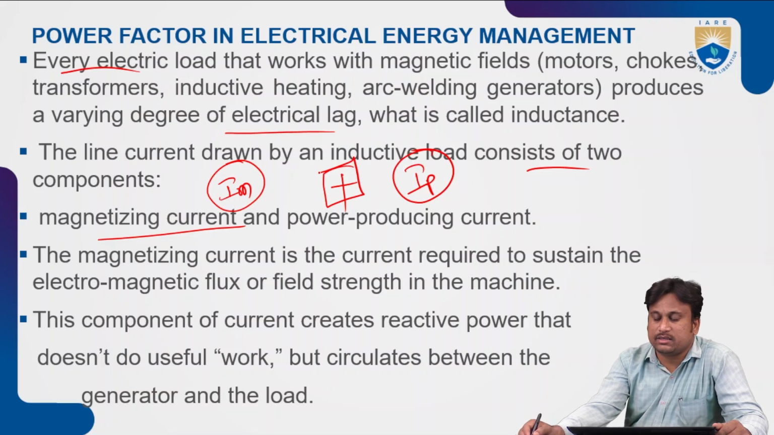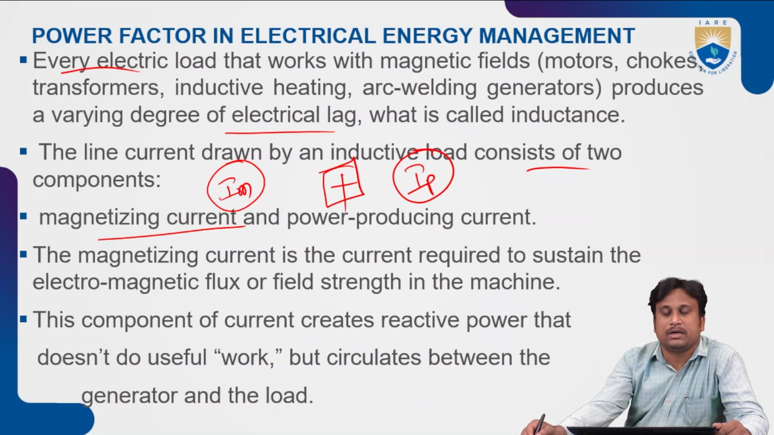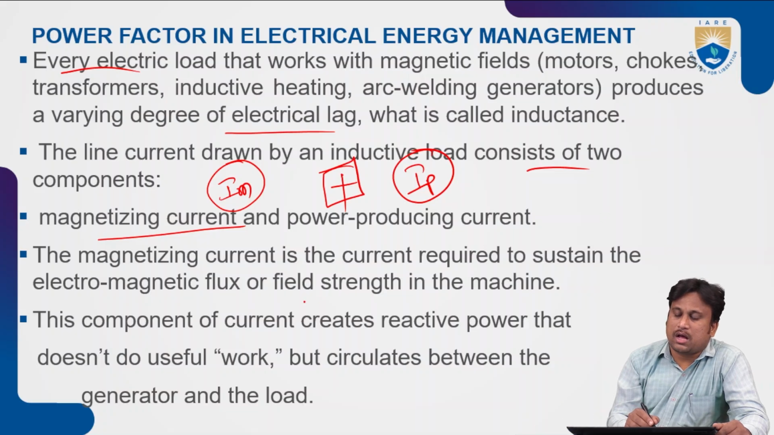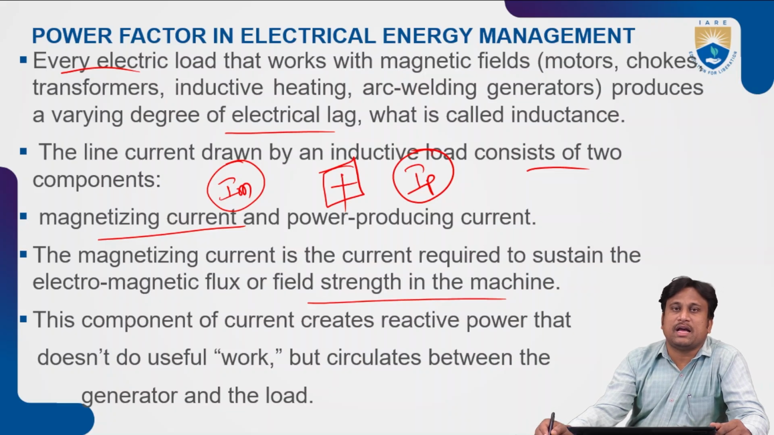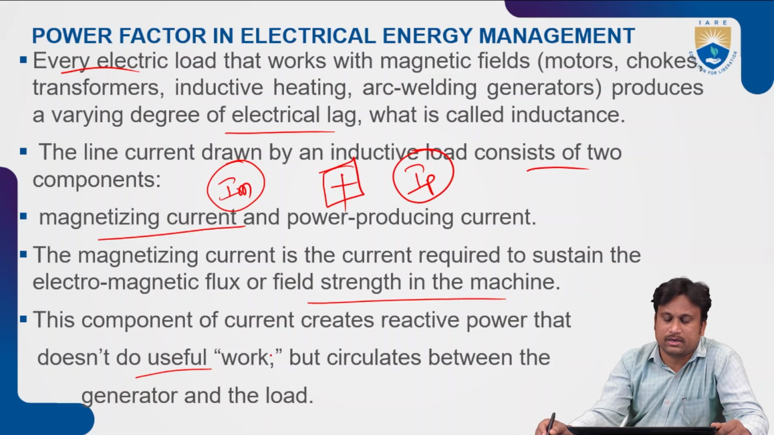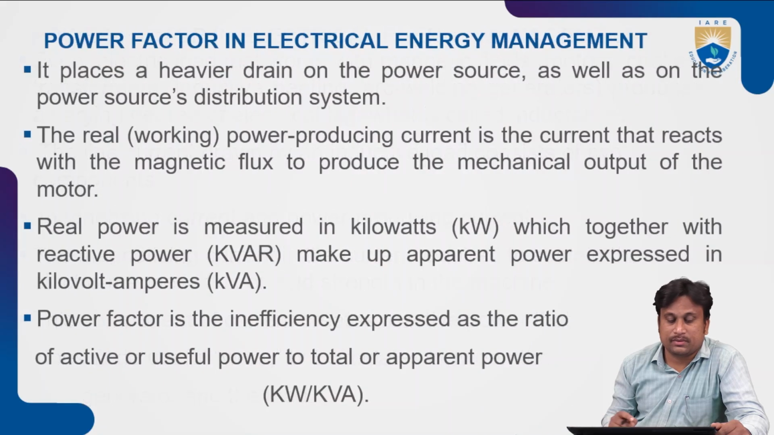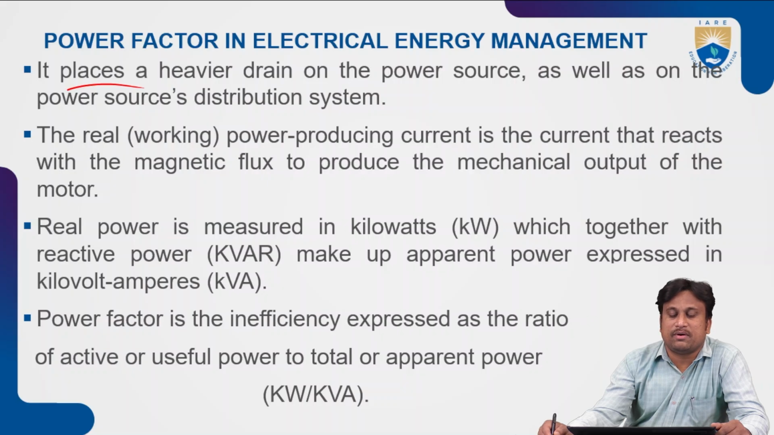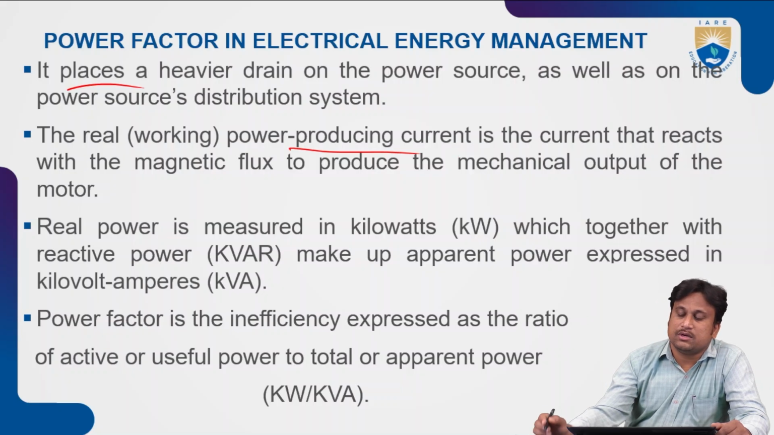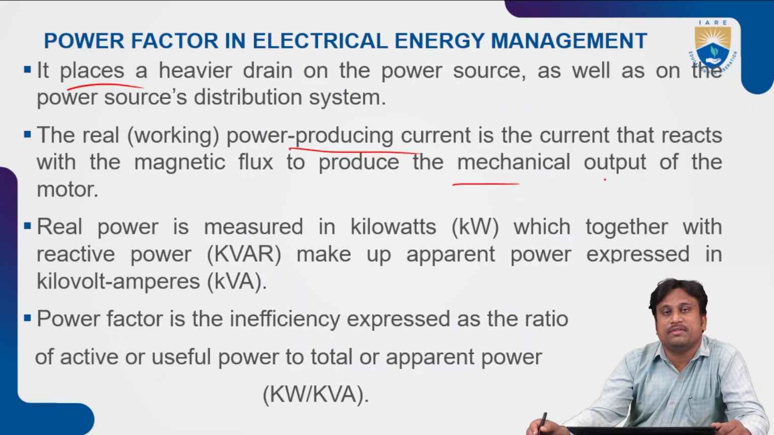Magnetizing current is the current that is required to sustain the electromagnetic field, or it may be treated as field strength in the whole machine. This component of the current creates the reactive power, which is not useful for doing the work, but it circulates between the generator and the load. So it places a heavier drain on the power source as well as on the power sources of the distribution network. Real power producing current is the current that reacts with the magnetic flux. This is to produce the mechanical output of the motor.